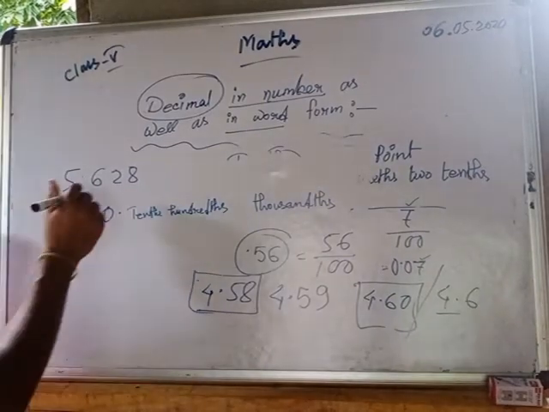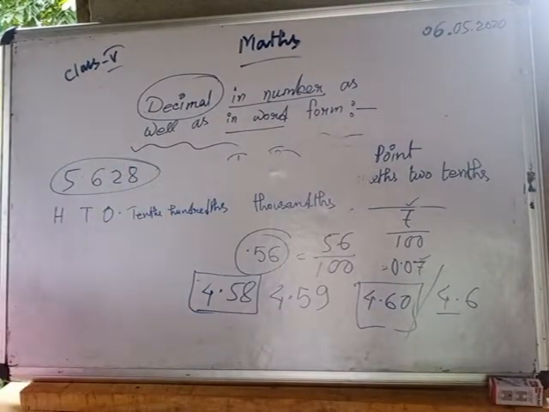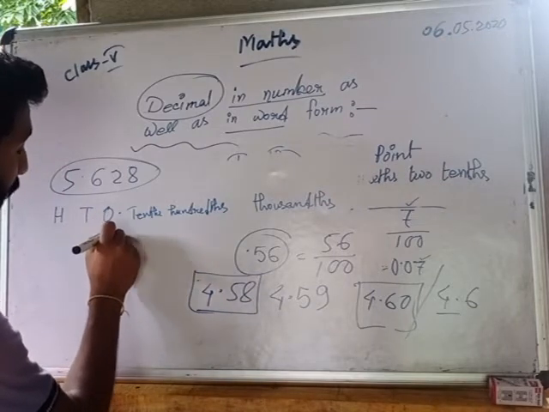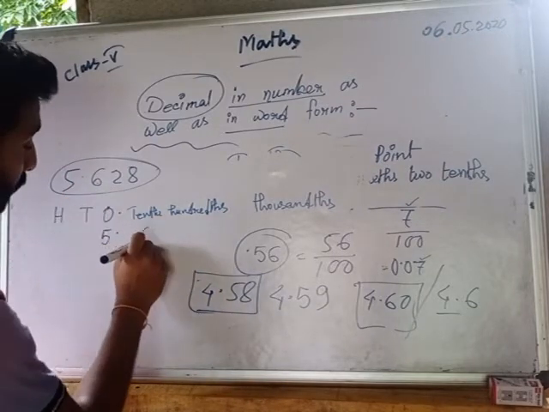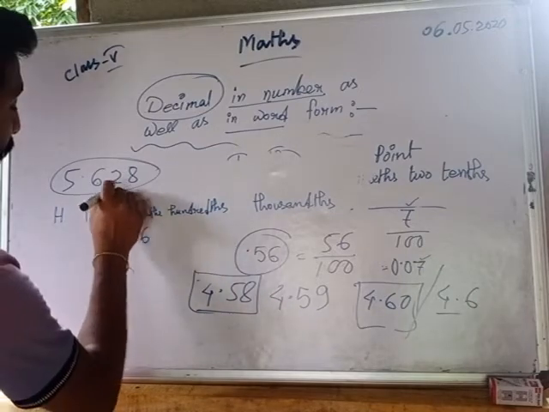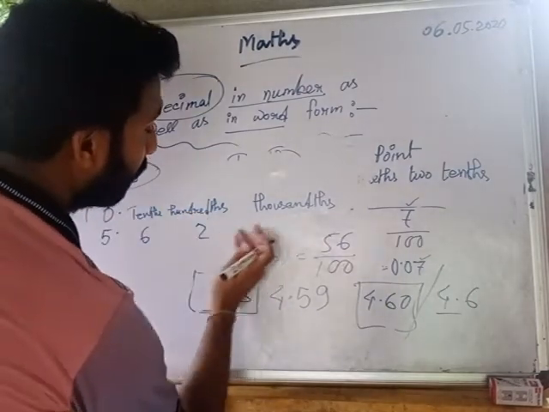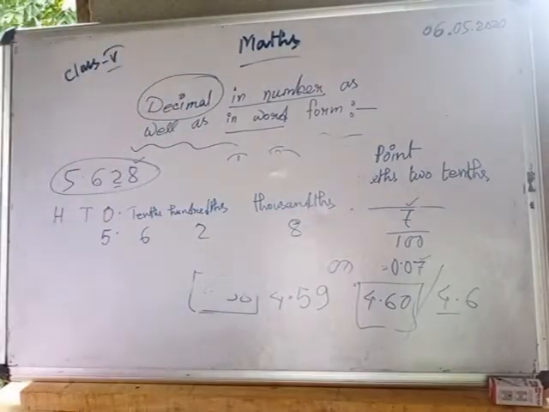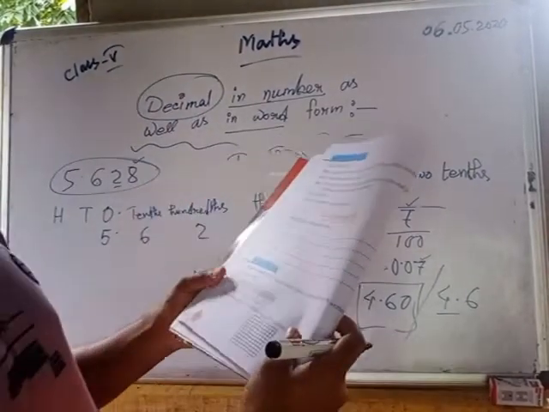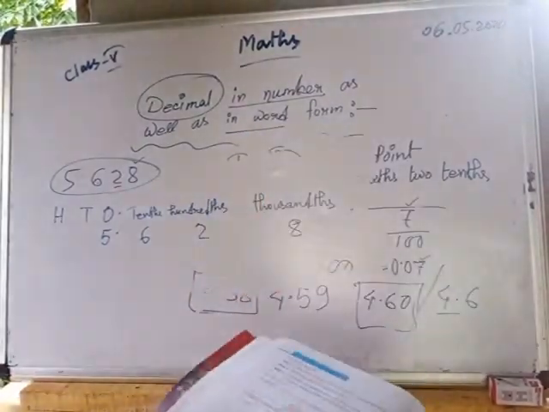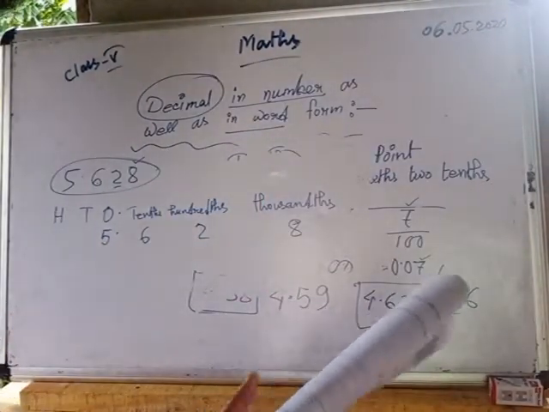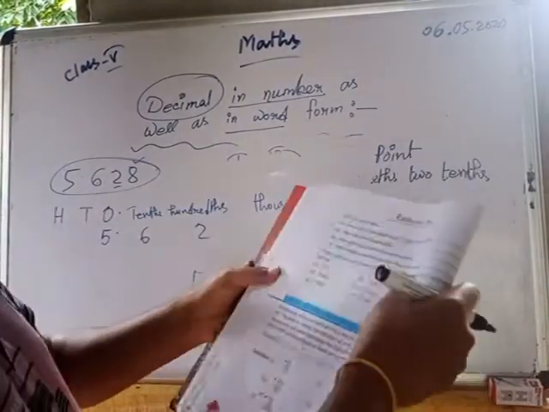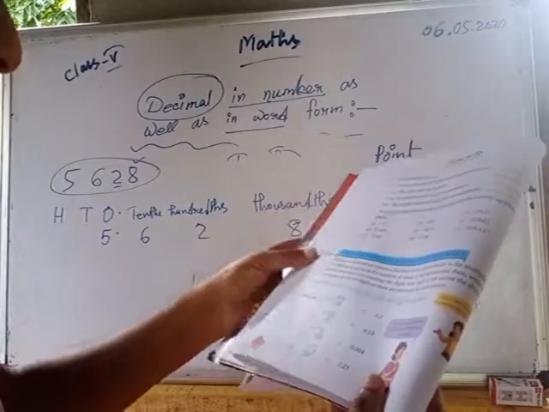Suppose it is 5.628, that means we should write here 5 at the place of ones. After the point, 6 is at the place of tenths, 2 is at the place of hundredths, and 8 is at the place of thousandths. Okay, so we should do it like this. This one also the same, number 2.